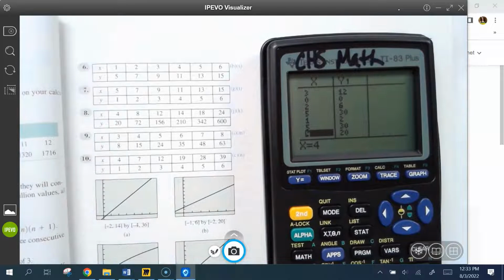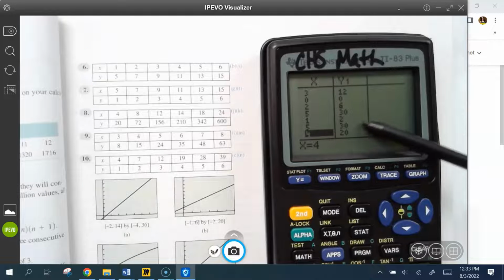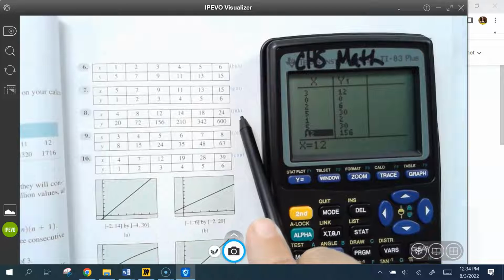See this number 8 here? See, the X is 4, the Y is 20. That one actually worked on here. So you can check the rest of them if you want. Does 8 give you 72? It does. Does 12 give you 156? And it does. So that's the one that matches. So now I know that number 8 goes with K.